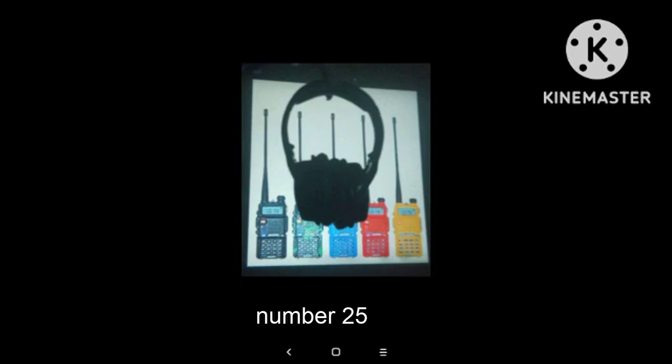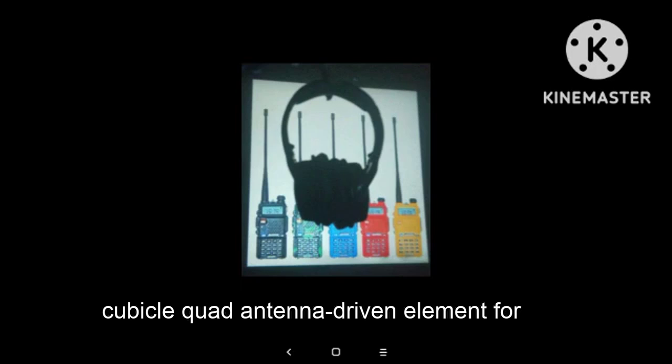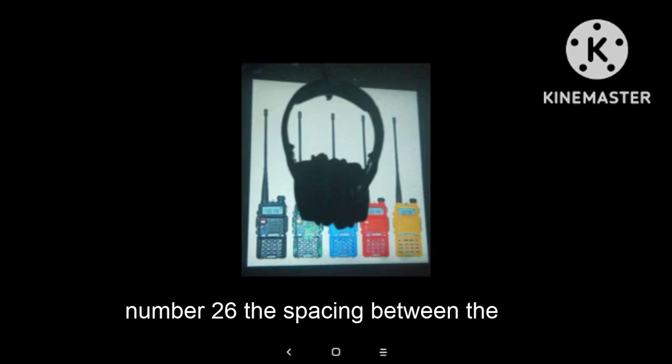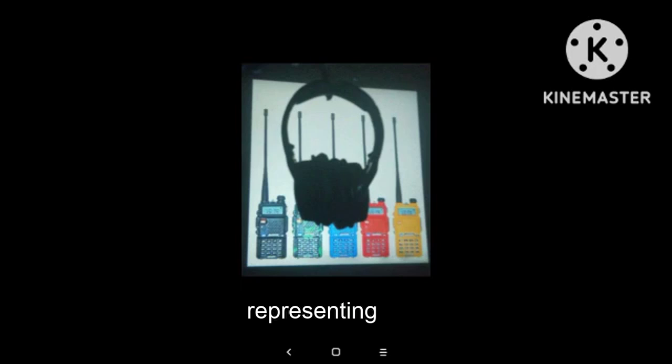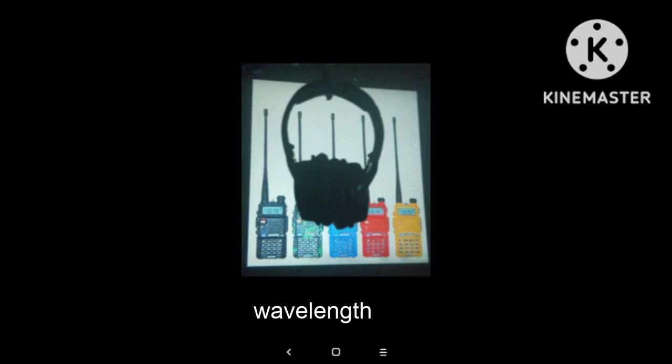Number 25. Approximately how long is each side of a cubical quad antenna driven element for 14.3 megahertz? 5.36 meters or 17.6 feet. Number 26. The spacing between the elements on a 3-element Yagi antenna representing the best overall choice is blank of a wavelength. 0.2.